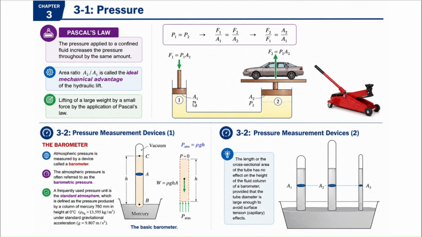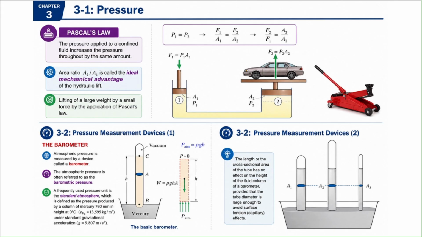And that is called the ideal mechanical advantage, the ratio between A2 and A1, and that can also be related with the force and the pressure in the same manner. So that's called Pascal's law.